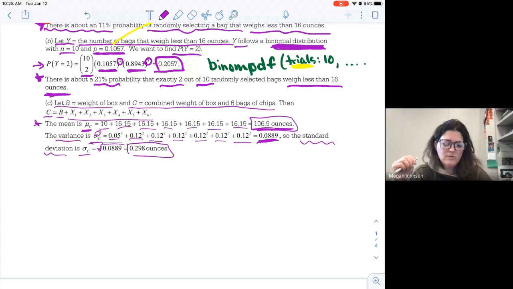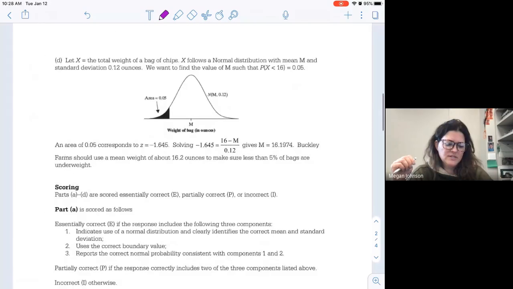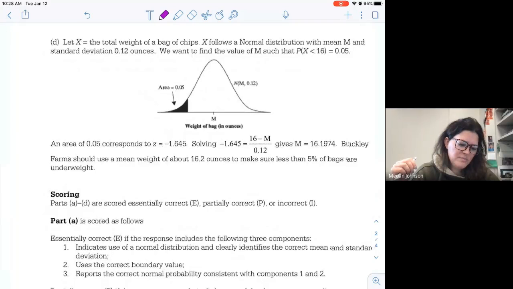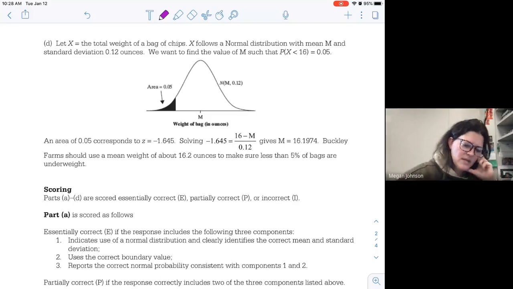Okay, one more model solution to go through for part D, and then we'll talk through the scoring. So in part D, I'm trying to blow that up a little bit. Let me read you the question because some of you may have not done this. Buckley Farms decides to increase the mean weight of each bag of chips so that only 5% of the bags have weight that are less than 16 ounces. Assume that the standard deviation remains 0.12 ounces. What mean weight should Buckley Farms use?